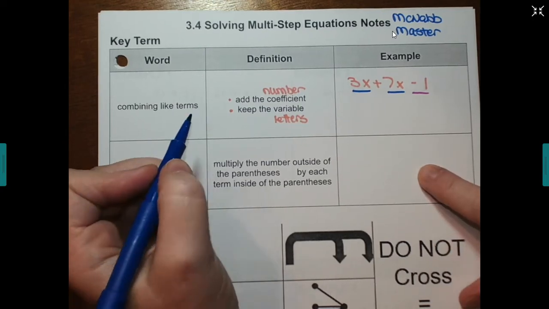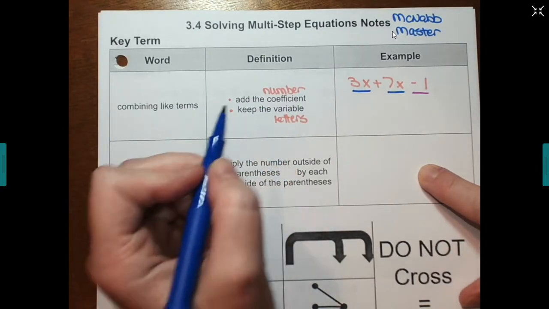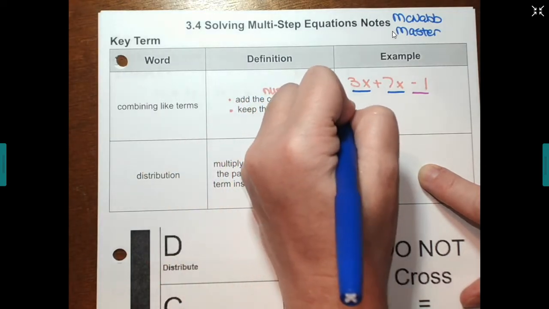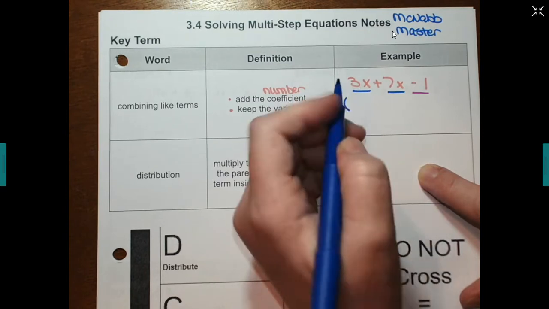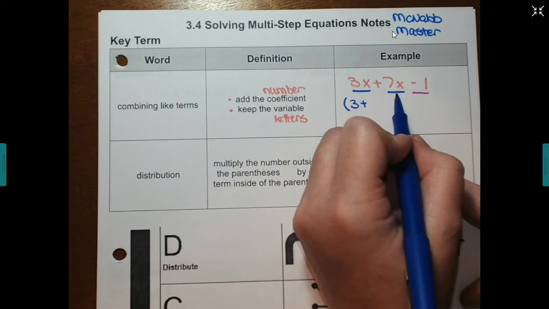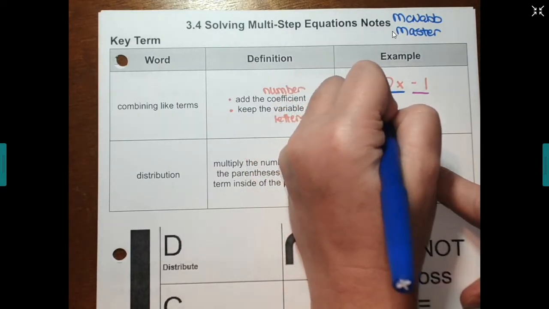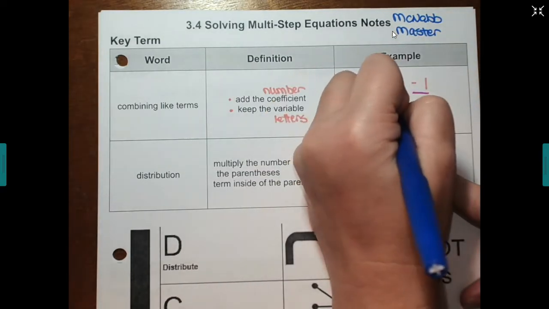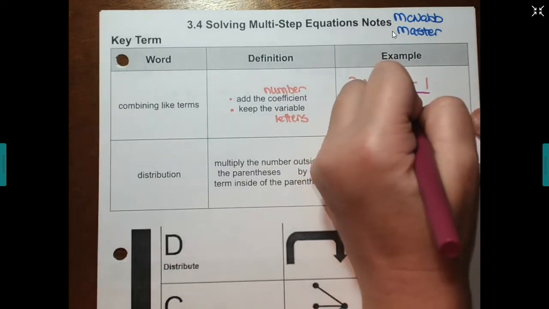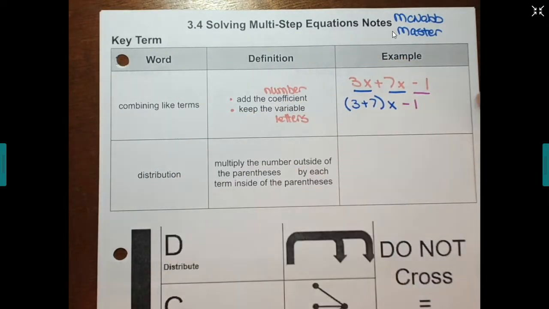So now, when we're combining our like terms, we need to add the coefficient, which we know is the number. So for 3x, my coefficient is 3, plus my coefficient for 7x is 7. And then I put my x afterwards, because I kept my variable. And then at the end, I need to put my minus 1, because I can't just get rid of it. It's still part of the expression.